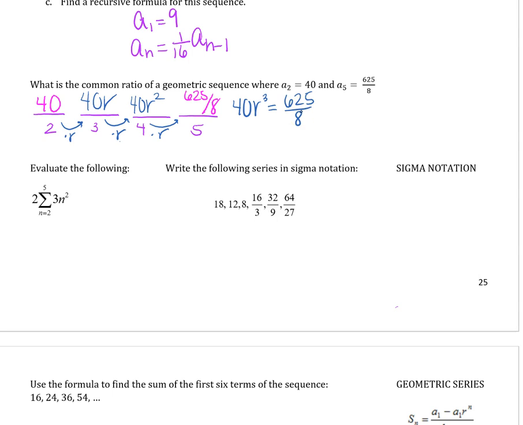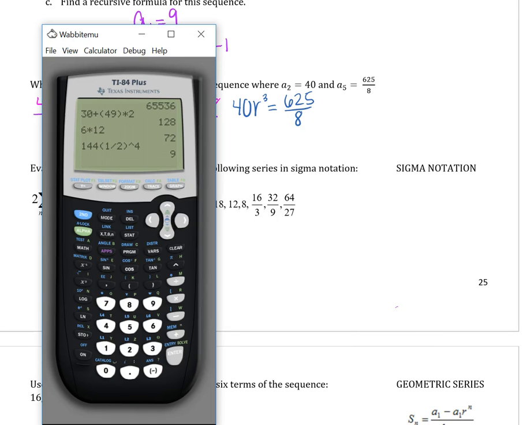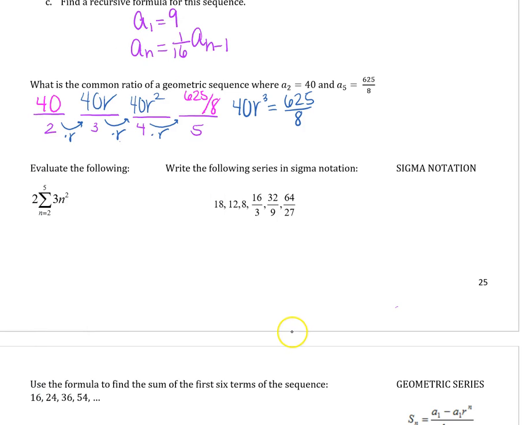625/8 is. So now I want to solve for r. That's my common ratio. So 625 divided by 8, then divided by 40, gives me 125/64. When I take the cube root of both sides, r is going to equal 5/4.